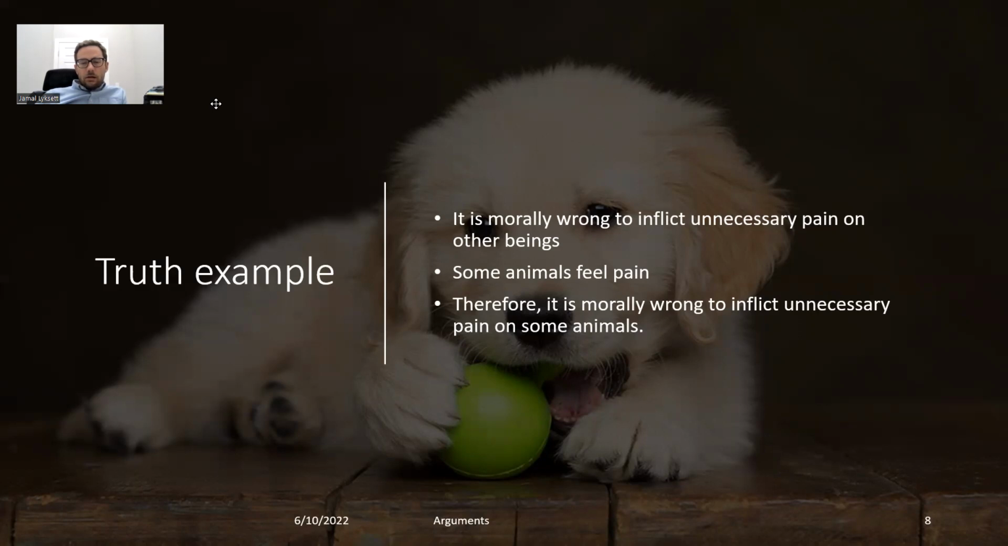Some animals feel pain, right? That's a question of truth or falsity. I take it that that's true. Therefore, it is morally wrong to inflict unnecessary pain on some animals. So our conclusion there follows from the premises. So if you buy the first two premises, then that conclusion is going to be true.